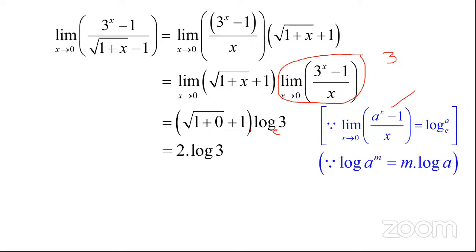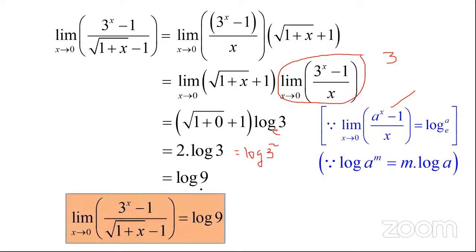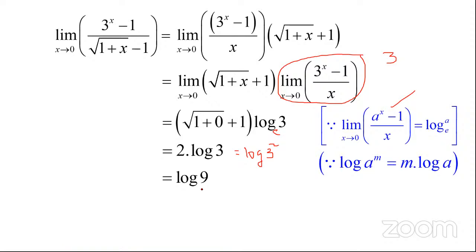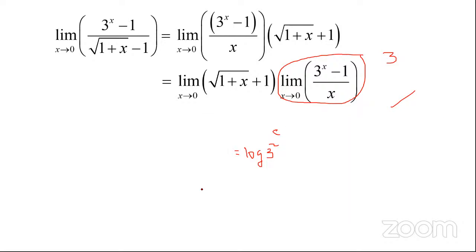We can use the logarithm formula: log of a power m is nothing but m into log a. So 2 log 3 we can write as log of 3 square. 3 square is nothing but 9. This is the required answer. So limit x tends to 0, 3 power x minus 1 by root of 1 plus x minus 1 is log 9. This is the solution. Let's observe once again.